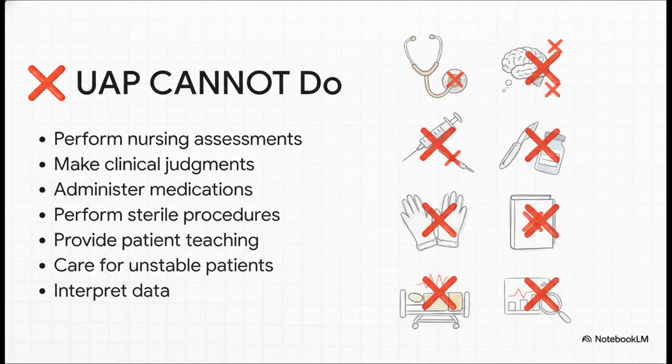And here's the other side of that coin. This is the red flag zone. And you can bet it's all over the exam. A UAP cannot do anything that requires the nursing process. That means no assessments, no clinical judgments, no administering meds, no sterile procedures, and absolutely no patient teaching. They can't interpret vital signs or care for unstable patients. Basically, anything that requires critical thinking is off-limits.